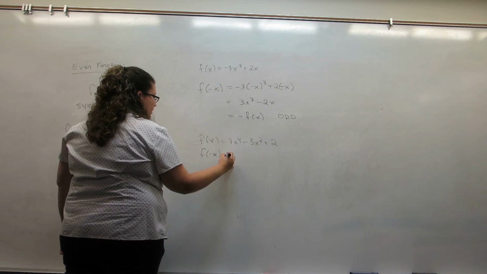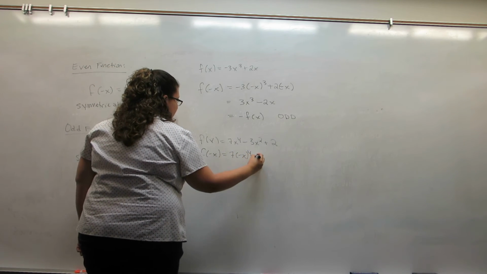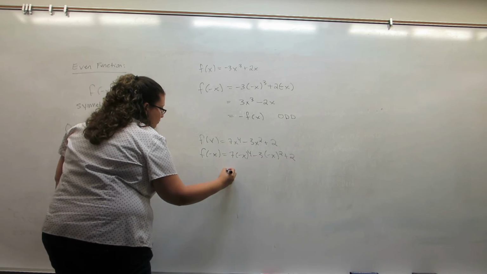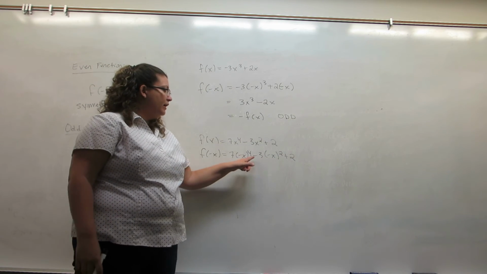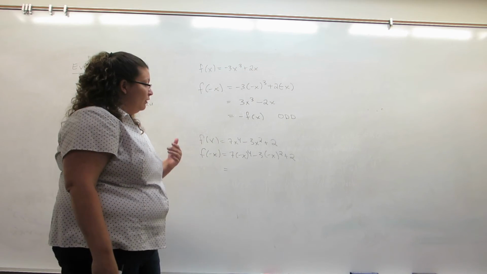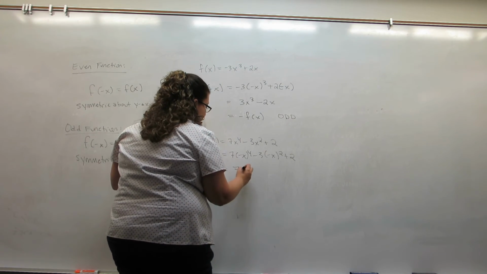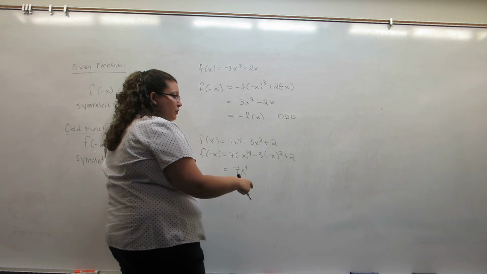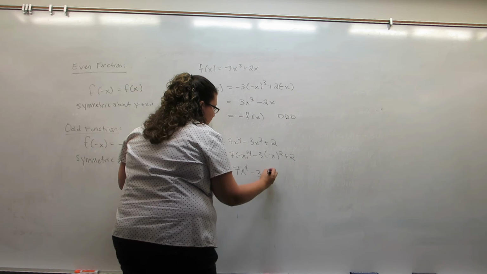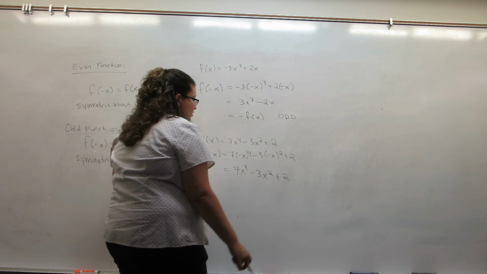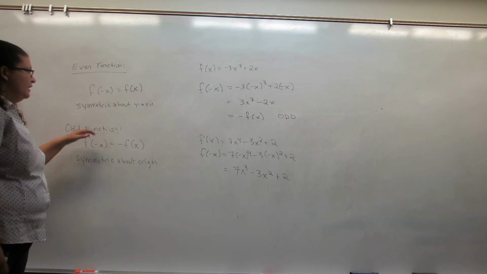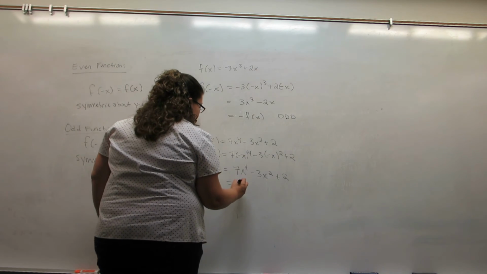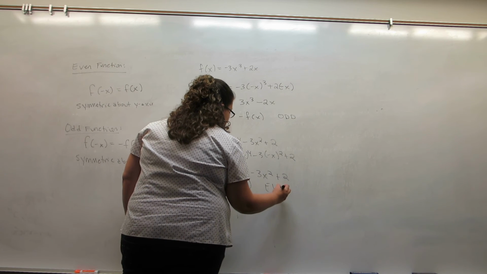Let's test our second example. Again, I'm going to plug in negative x everywhere there's an x, and I'm going to clean it up. The first term, negative x to the 4th power: 4 negative numbers together give a positive number. It says negative x squared, which is positive, times negative 3, and then plus 2. And I ask, is this the same as the original? And it is, which means that this function is even.